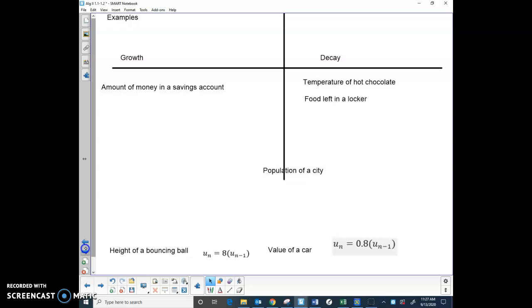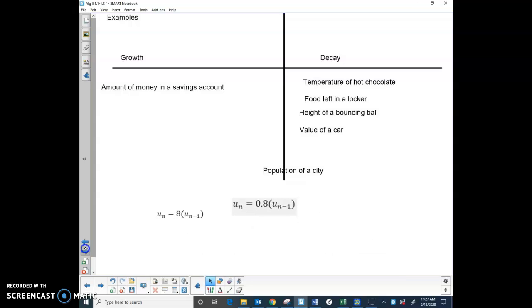Height of a bouncing ball. This was an experiment that we would have done had I been here. As time goes on, the ball's going to bounce less high. That's an example of decay. Value of a car, depreciation. That's decay.